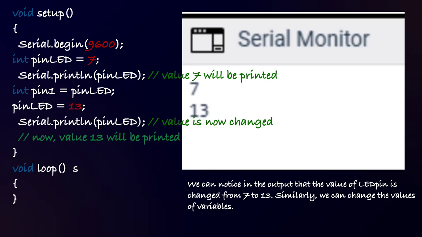Why? Because first I printed pin LED and pin LED was assigned as 7. Then I changed the value. How did I change the value? I assigned the value of pin LED to pin 1. And pin LED's value is 13. So now 13 will be printed. I hope it is clear to you. I'm just providing very easy, very simple examples for you to understand.